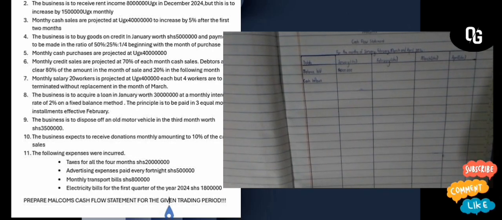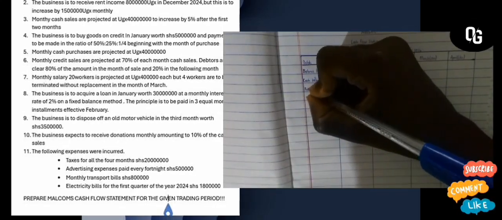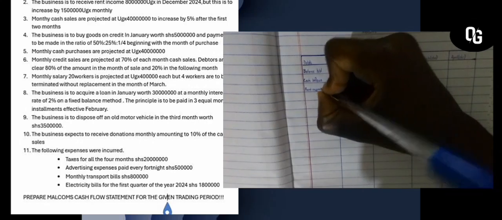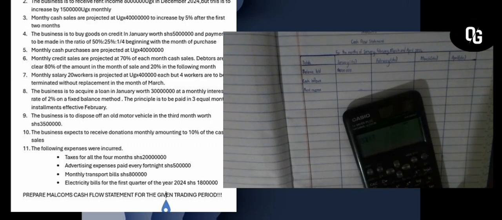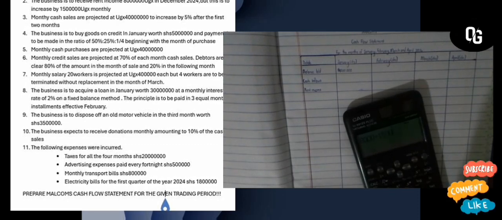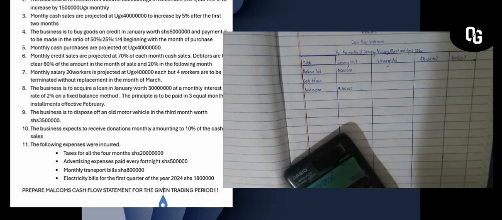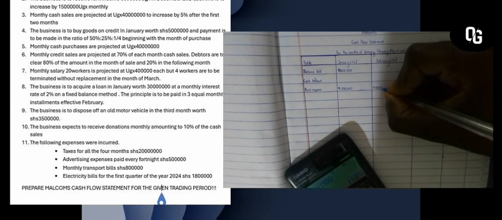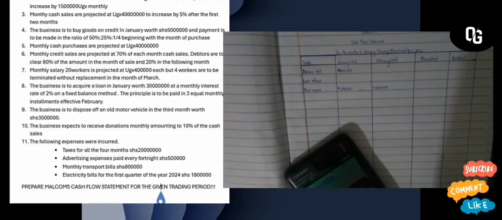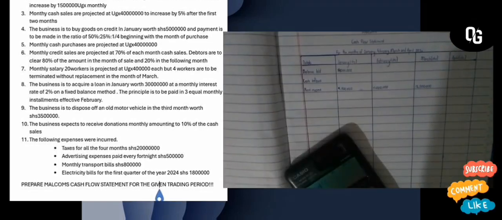1,500,000 Ugandan shillings monthly. So what this means is by the month of December, the business is to receive 8 million. And that means in January, we're going to add 8 million plus 1.5 million to obtain the amount for this month. And we shall keep adding 1.5 million to obtain all the amounts for the next months. So this month is 9.5 million, the next month is 11 million, and in March we have 12.5, and in April we have 14 million.